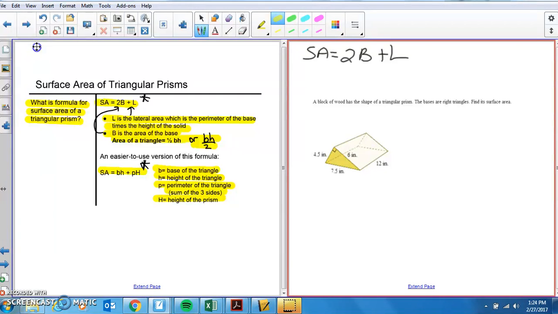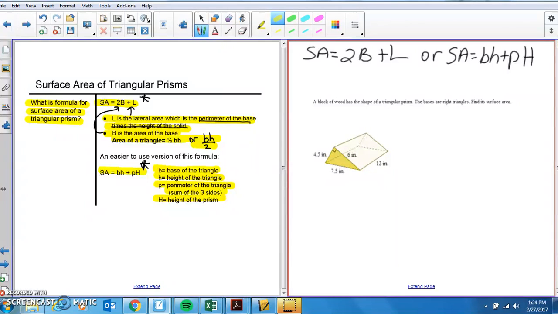The lateral area represents the perimeter of the base times the height of the solid. Or you can use surface area equals base times height, which is the base of the triangle, times the height of the triangle, plus the lowercase p, which represents the perimeter of the triangle, which is the sum of the 3 sides, times the overall height, which is the height of the prism.